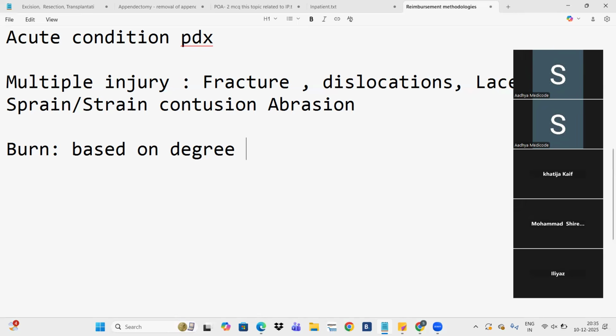And the patient has multiple burns. Suppose the patient has a right thigh second degree burn and a left hand first degree burn. What is the PDX? The second degree one, second degree right thigh. Second degree burn should be the PDX. Like this, we need to arrange.